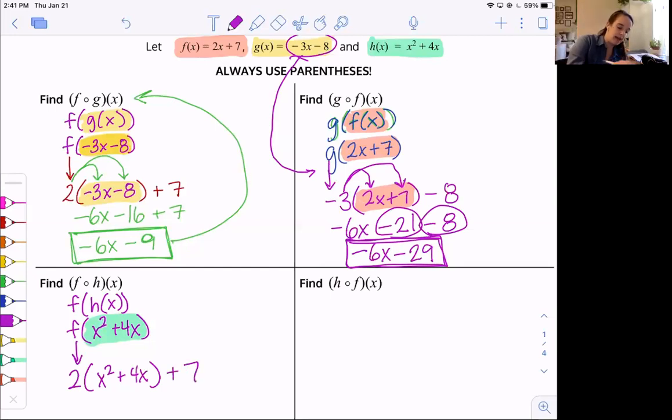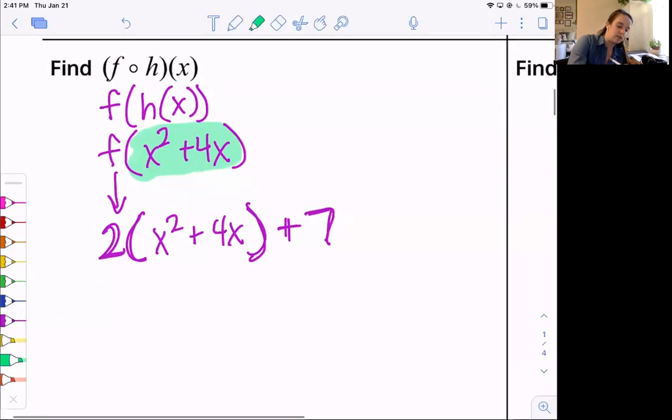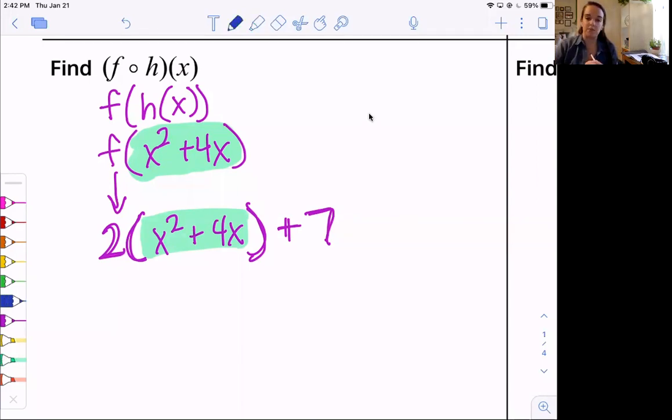So first we had f of x, which was 2x plus 7. That's our f of x. And then we substituted in that green portion, right? So we took out the x. This is 2x plus 7, which is f, and then plugged it in here. And then from there, we're going to simplify.